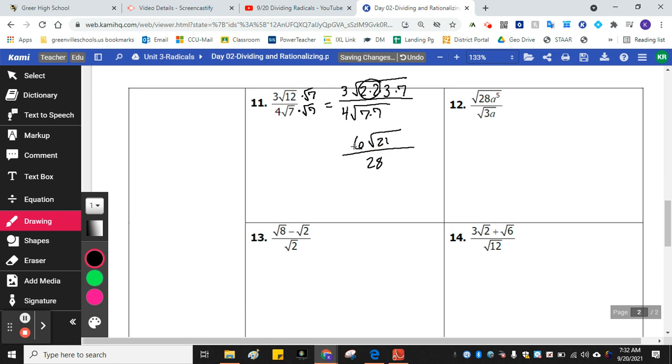Well, now we got to a part where 6 is divisible by 28, so we have to simplify that. 6 and 28 are both even. So I'm simplifying this, 6 over 28. I'm dividing by 2, and I get 3 and 14. And that doesn't simplify anymore. So 3 square root of 21 over 14.